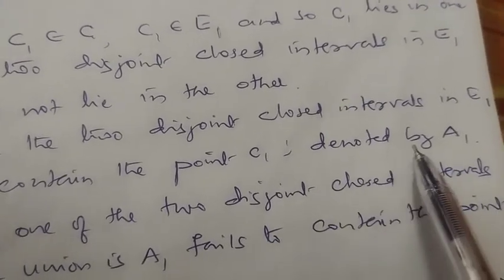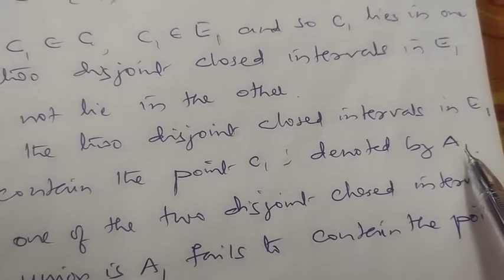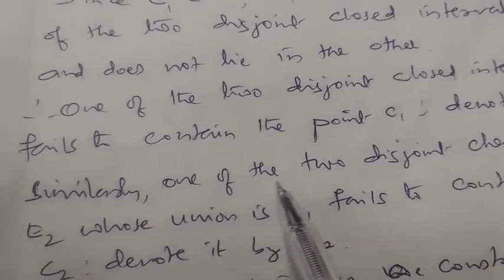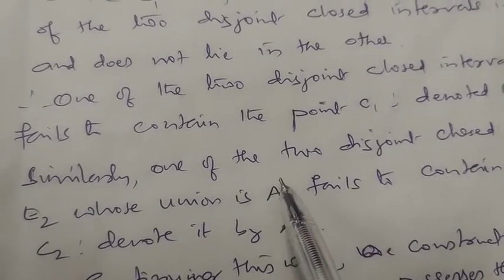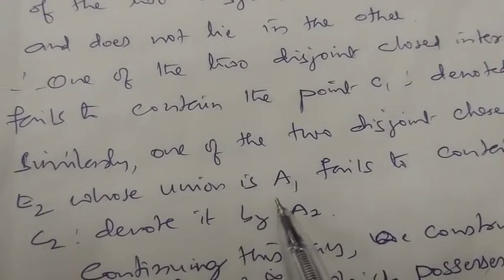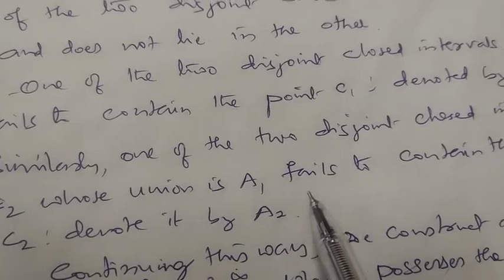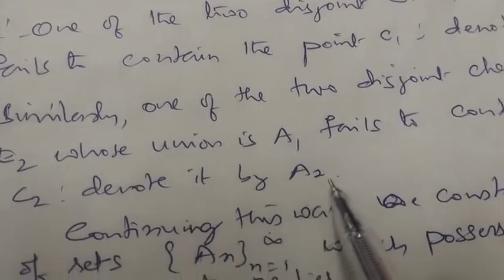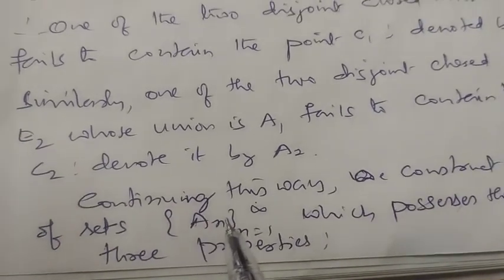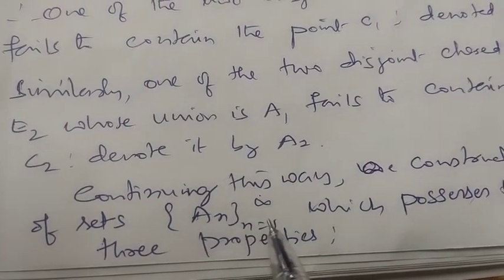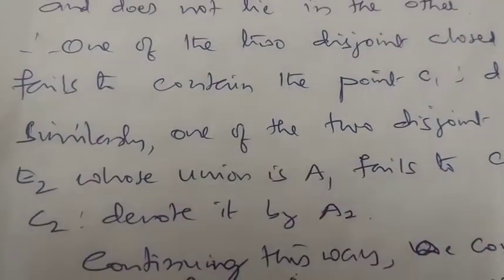Denote the interval which does not contain C1 by A1. Similarly, next, one of the two disjoint closed intervals of E2 whose union is A1 fails to contain the point C2. Denote it by A2. Continue this way. We construct a collection of sets An, n equal to 1 to infinity, which possess the following three properties.